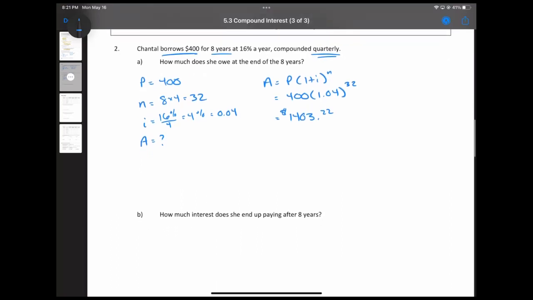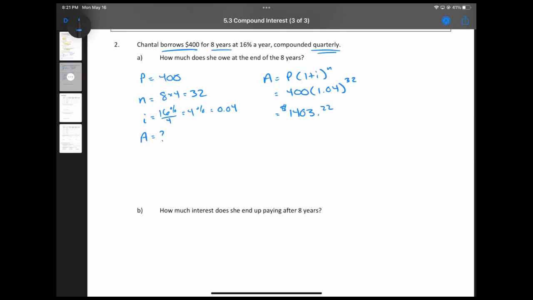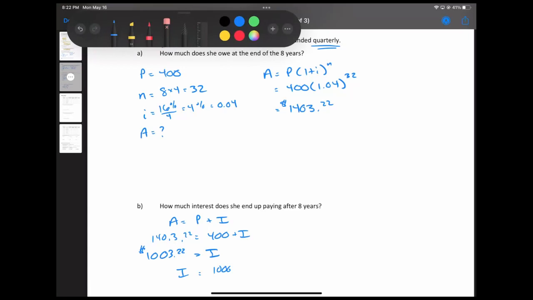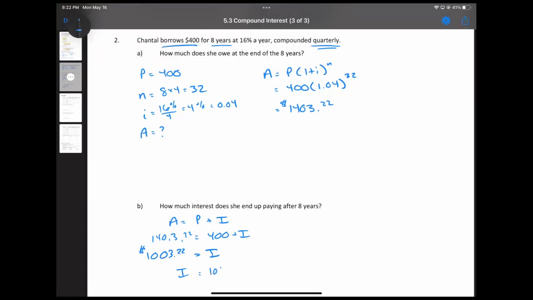Okay, so how much interest does she end up paying after 8 years? Now, again, this is one of our equations, but it's almost intuitive. If she borrowed 400 and she paid back 1403, then we just subtract 400 from that, which is basically the equation A equals P plus I. So 1403.22 equals 400 plus I. Subtract 400 from both sides. And usually, again, I like to write the variable on the left. Interest equals $1,003.22. So she paid $1,000 for the privilege of borrowing $400. That's how interest works.